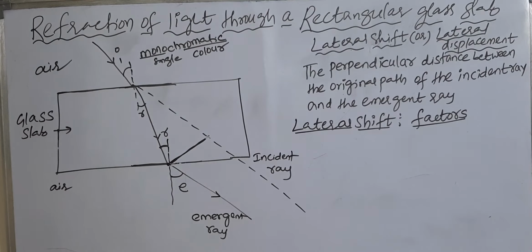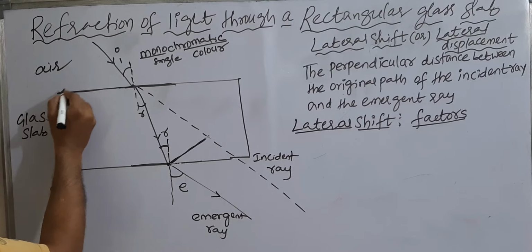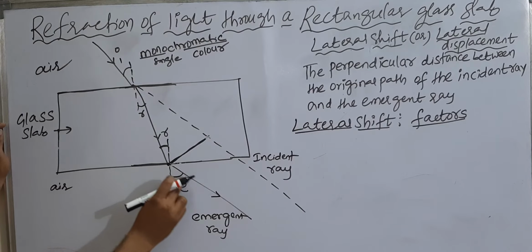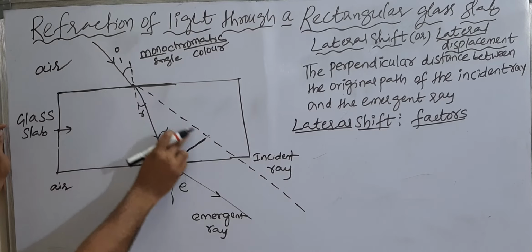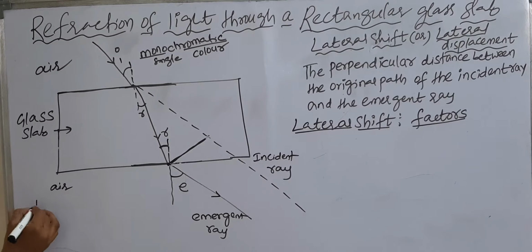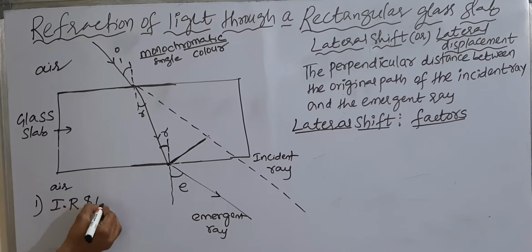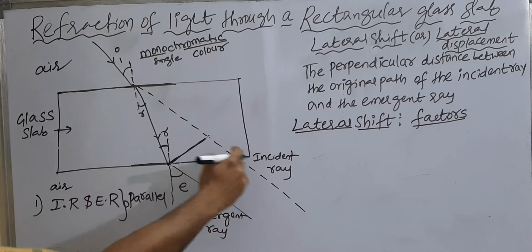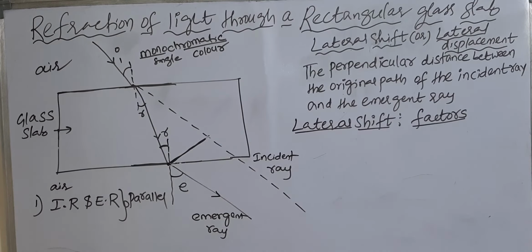Right, now see here. Here, this is the incident ray and this is the emergent ray. How are these two? Right, first point, here incident ray and emergent ray: these two are parallel to each other. Why are these two parallel to each other?